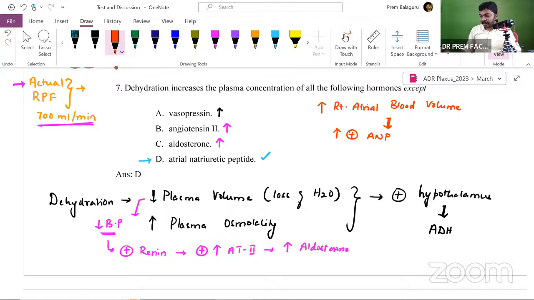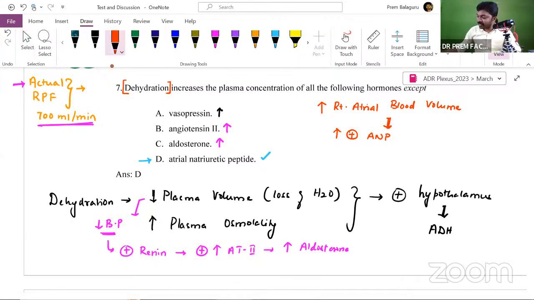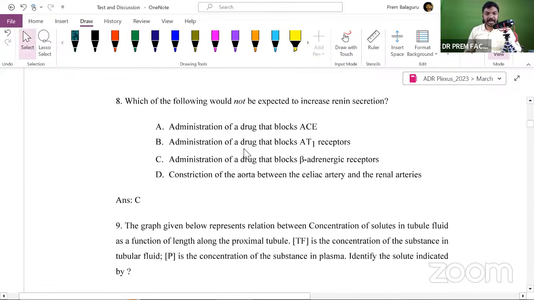So a patient under dehydration can't afford to synthesize atrial natriuretic peptide because that will dehydrate the patient even further. So everything will be increased except the answer, which is going to be atrial natriuretic peptide. That's question number 7. Question number 8.